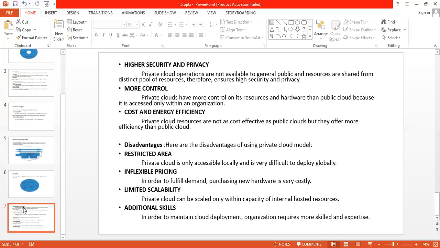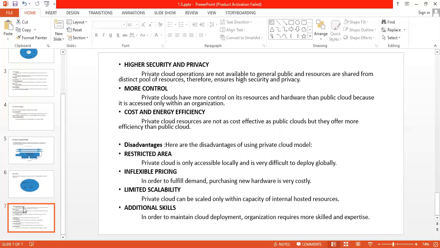More control. So a private cloud has more control over its resources and hardware than a public cloud, because it is accessed only within an organization. Apart from the organization, no one can use this. So more control is maintained on the resources.